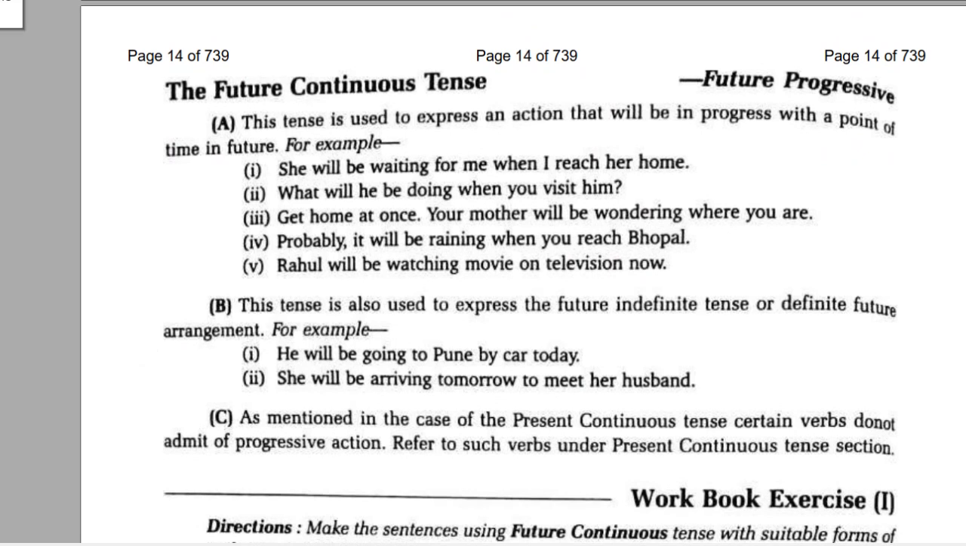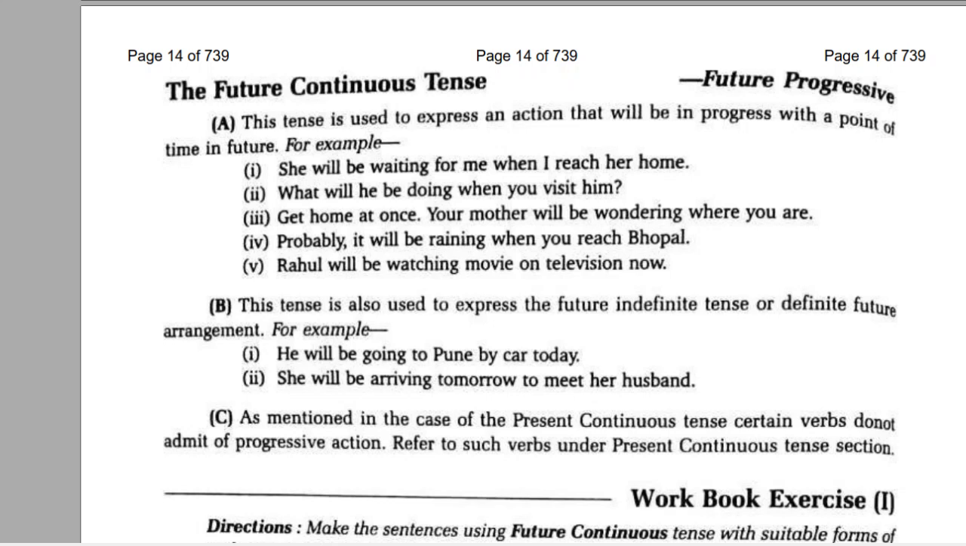Then there's the future continuous tense. This tense is used to express actions that will be in progress at a point of time in the future. "She'll be waiting for me when I reach her." "What will he be doing when you visit them?" "Get home at once. Your mother will be wondering where you are." "Probably it will be raining when you reach Bhopal."